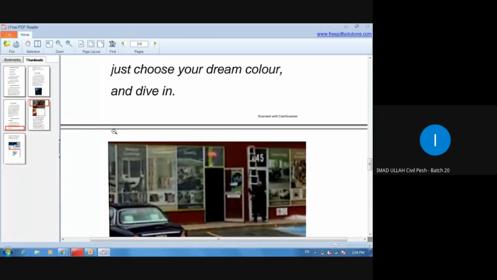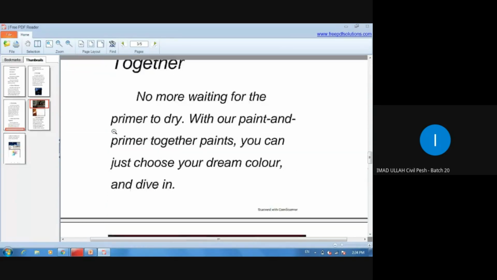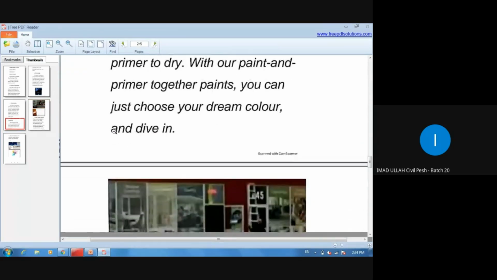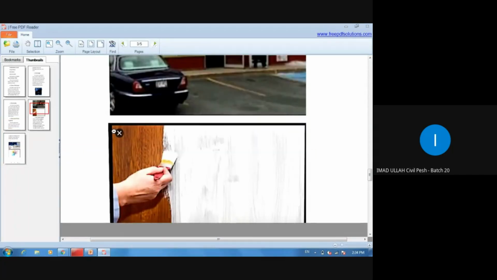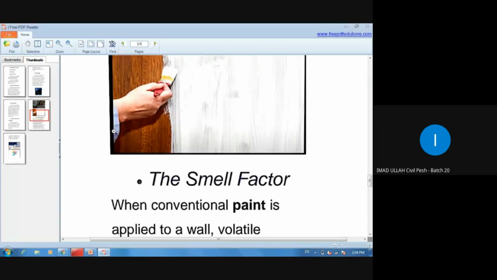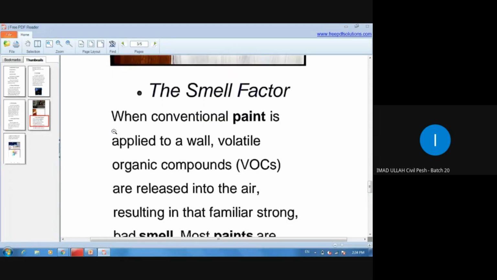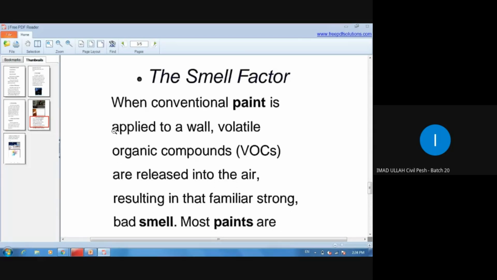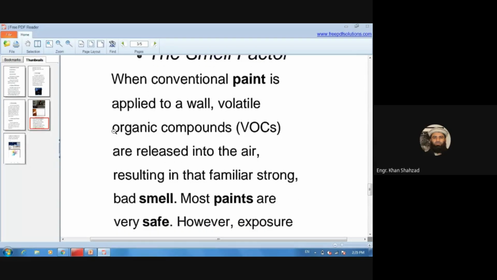At last, we will discuss the smell of the paint. When conventional paint is applied to the wall, volatile organic compounds are released into the air, resulting in that familiar strong paint smell.